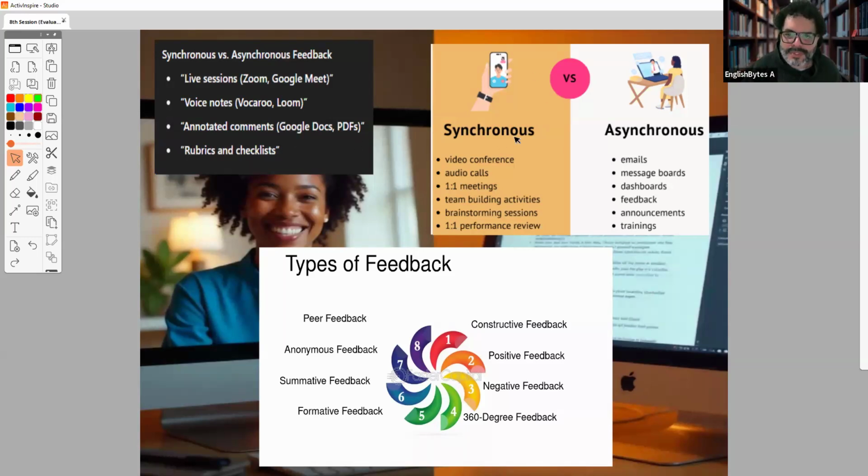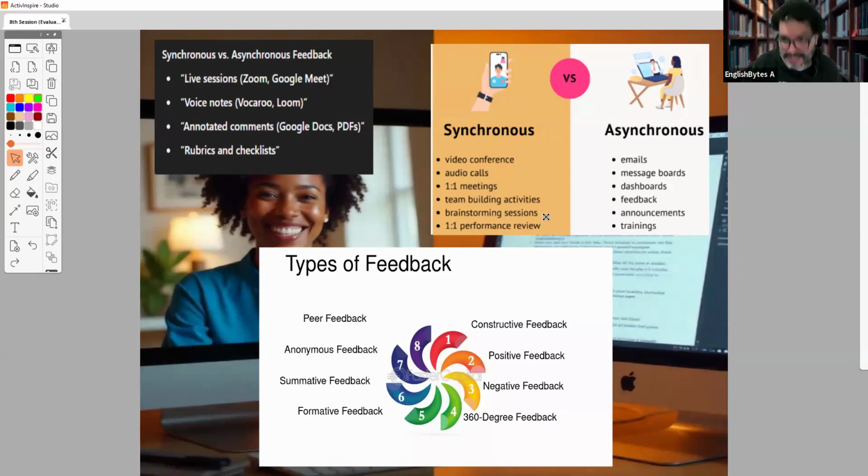So what happens with synchronous and asynchronous feedback? Okay, synchronous through video conference, audio calls, one-on-one meetings, team building activities, brainstorming sessions. Lots of companies do these brainstorming sessions. They just meet, they need to create a new product, and they're like, okay, brainstorming session, we need new ideas to create chocolate. And whatever idea comes to their mind, they just say it, they take notes, and then they start discarding.